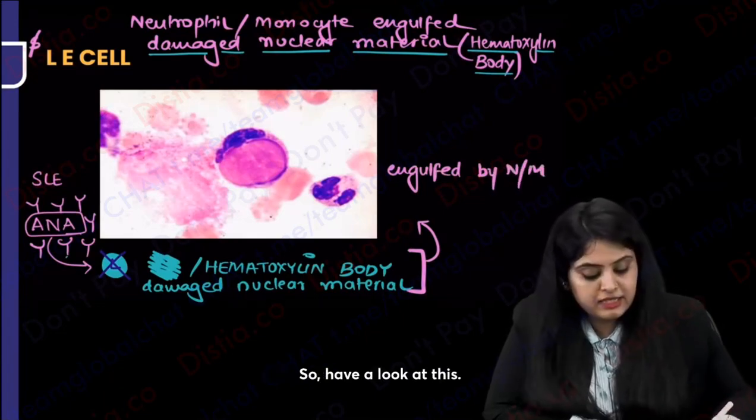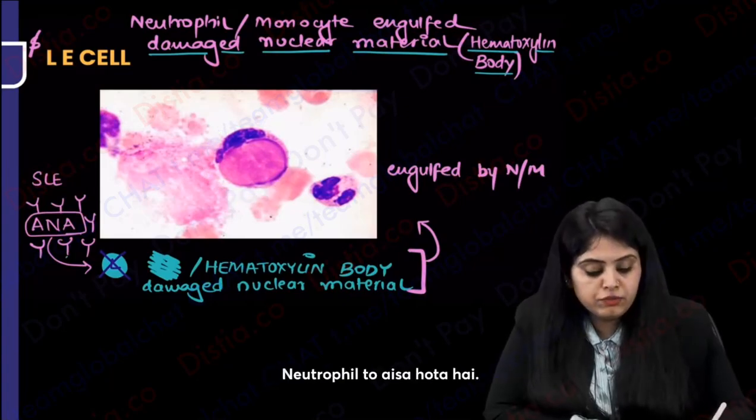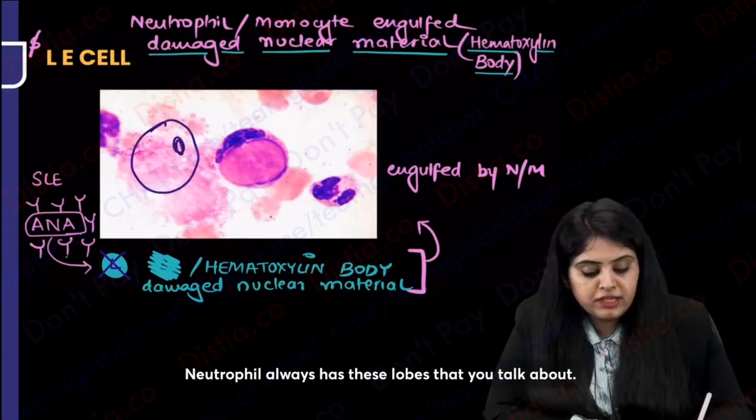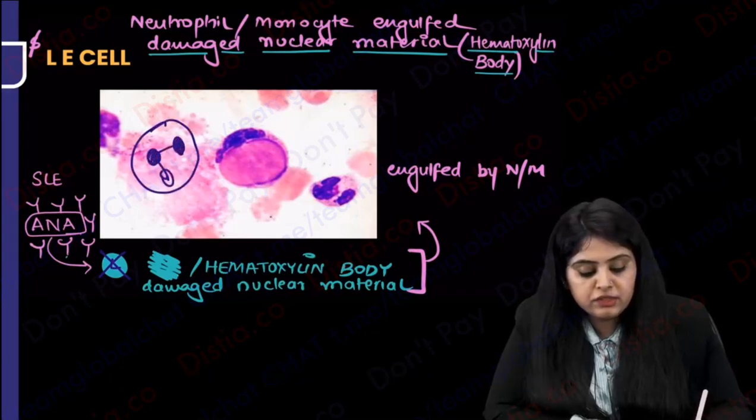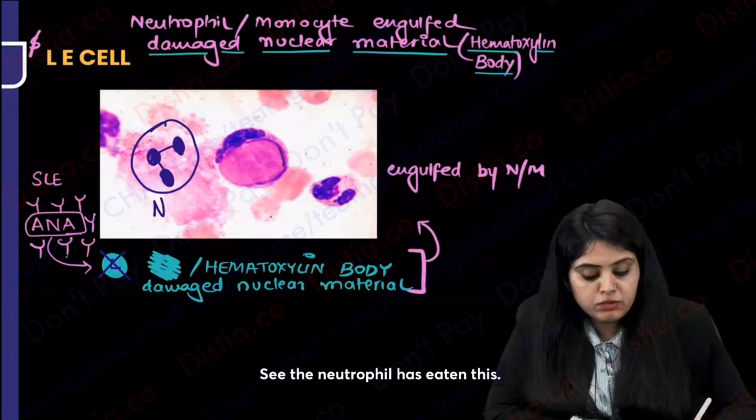So have a look at this. Do you know this is ideally a neutrophil? You'll say, how ma'am? I don't agree. A neutrophil looks like this. A neutrophil always has these lobes that you talk about. This is a normal neutrophil. Right now, this neutrophil has eaten something. See, the neutrophil has eaten this. This is a hematoxylin body.